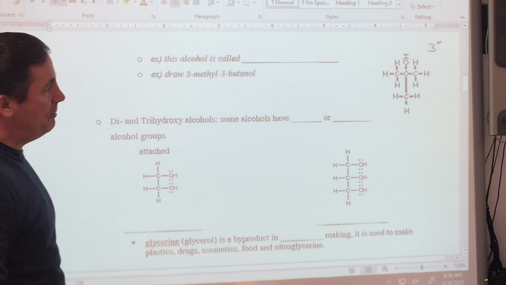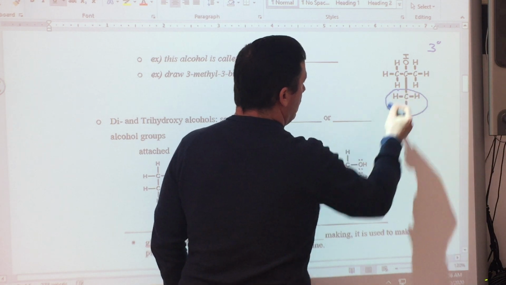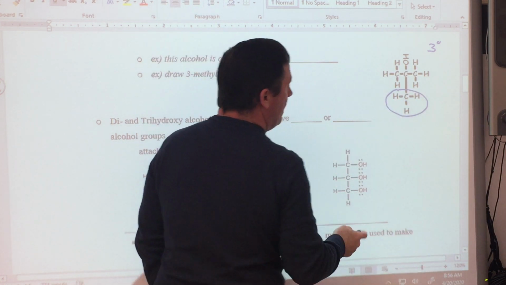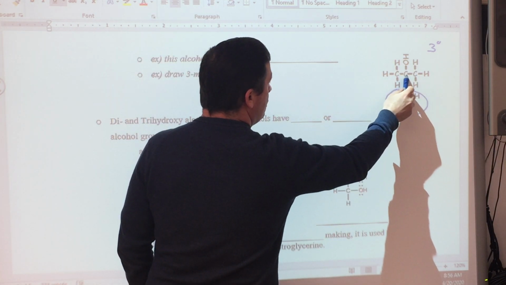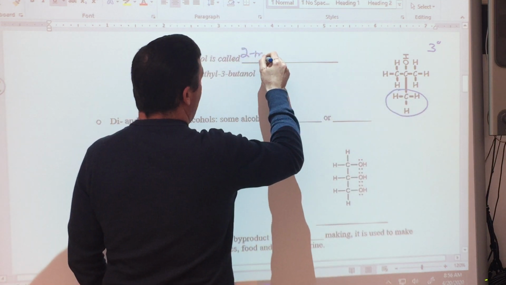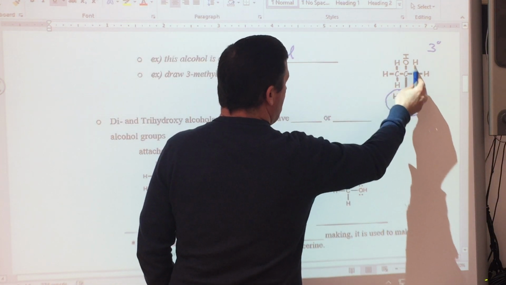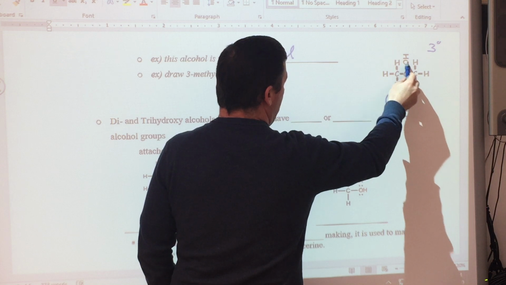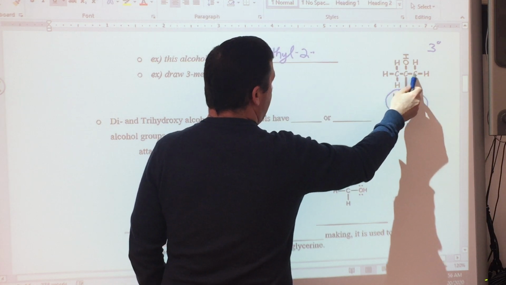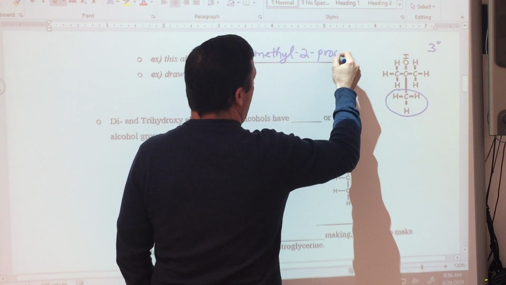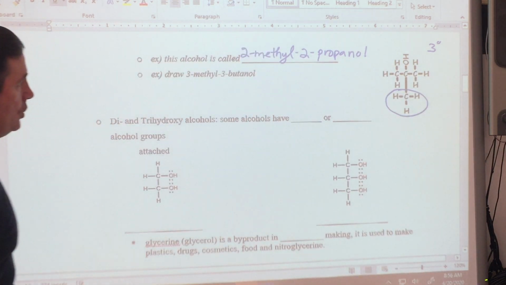Now, how do I name this? Well, does it have a substituent group? Yes, it does. Here's the substituent group, and that is a methyl group. What carbon is it attached to? It's attached to 2. So this is 2-methyl. And now I have to name this because that OH group could be attached to 1 or 2. So I have to name it 2, and then meth, eth, prop, propane. This tells me end it with an OL. 2-methyl-2-propanol.